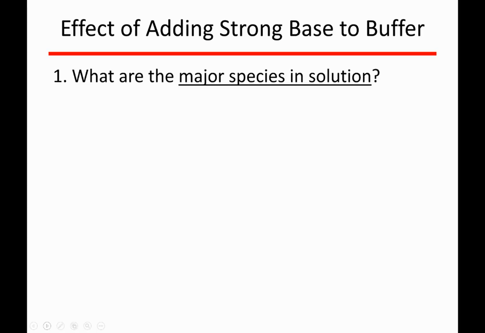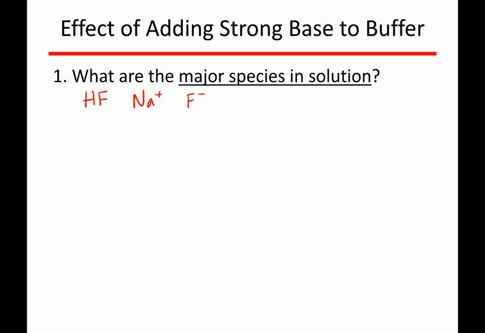The first step is to write the list of major species that you have in your solution before any acid-base reactions occur. That's crucial. It's where you always want to begin any problems where you're dealing with acid-base chemistry and you want to know the pH. So our buffer solution contained HF and NaF. Remember that HF is a weak acid, so we want to keep it together as HF. NaF is a soluble salt, and so it dissociates into Na plus and F minus.